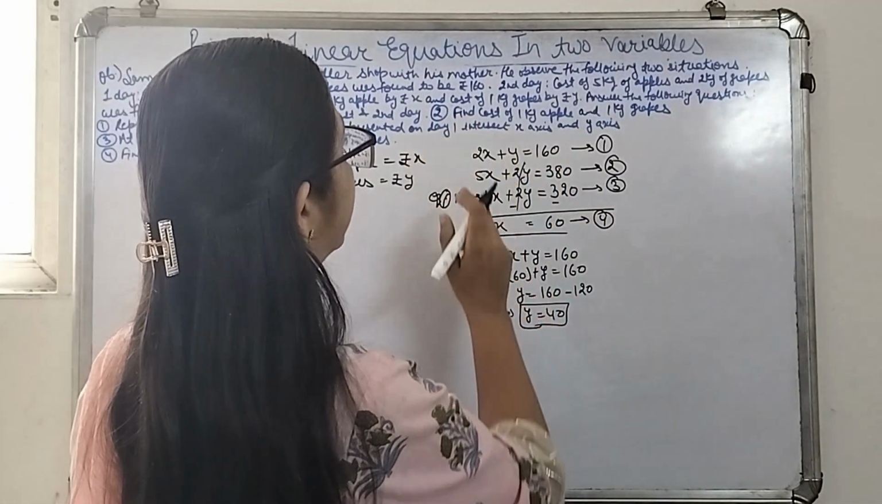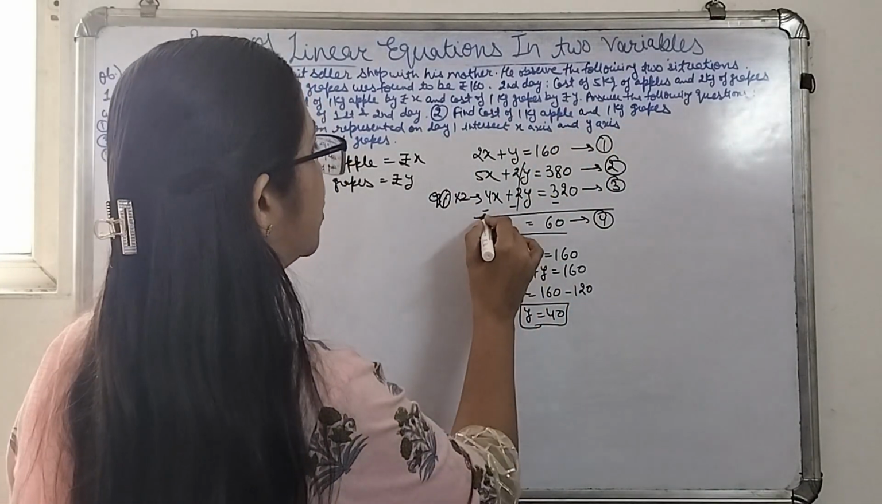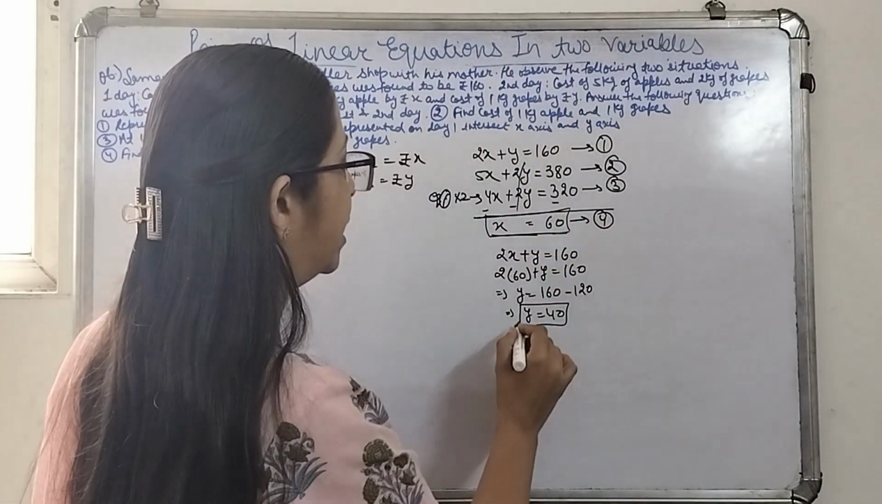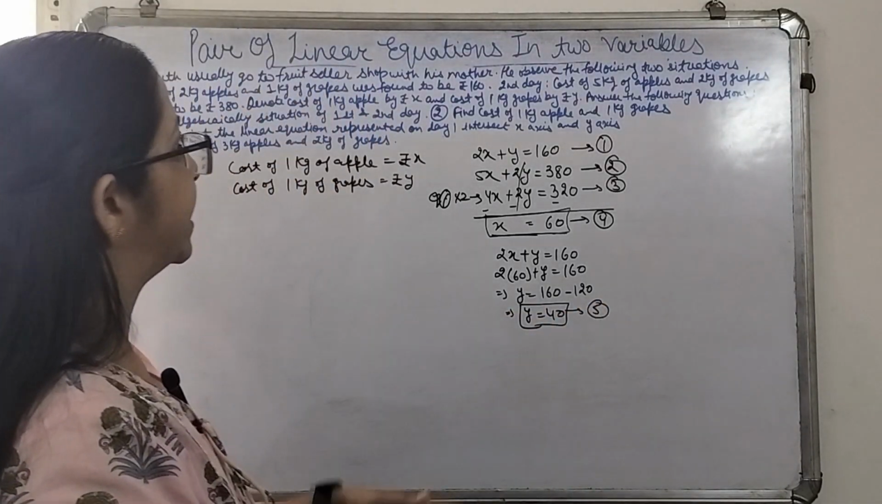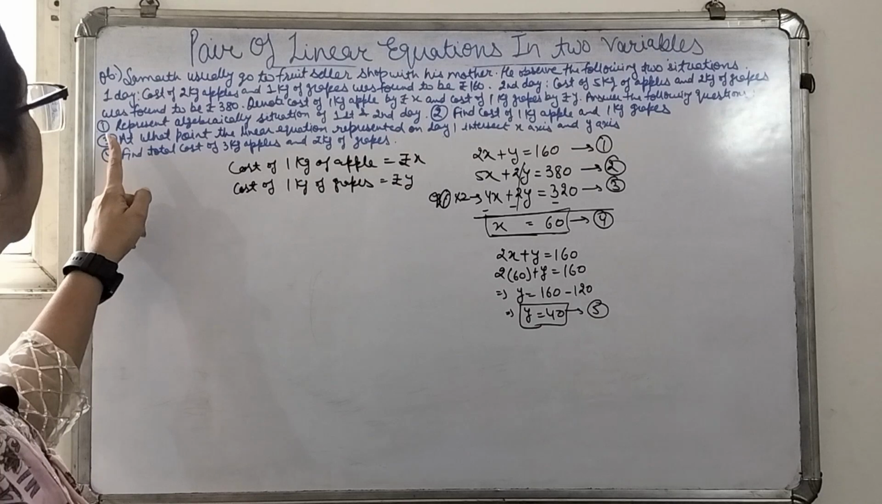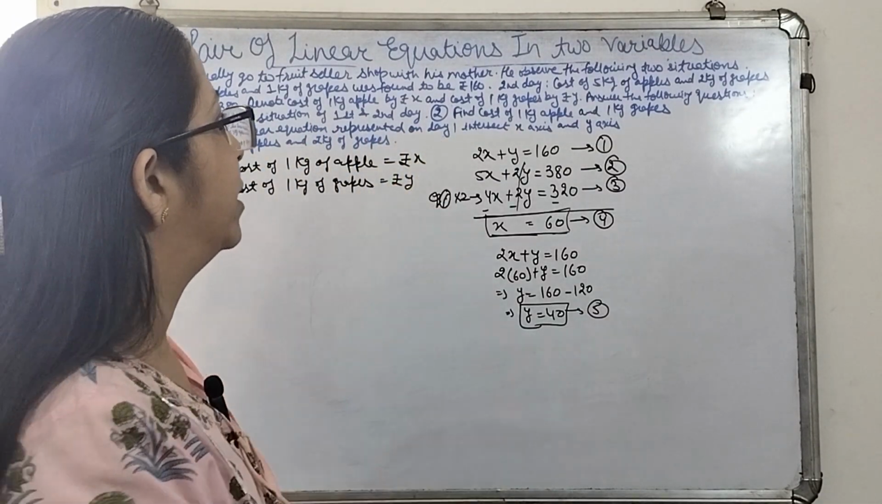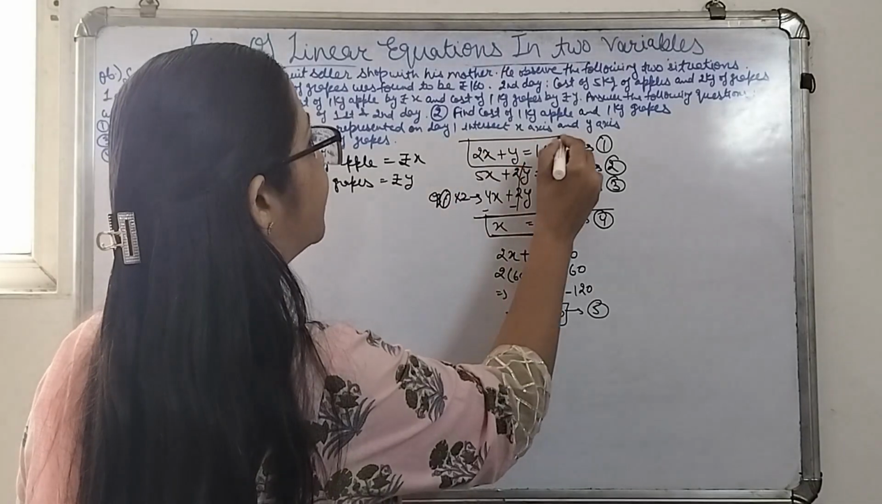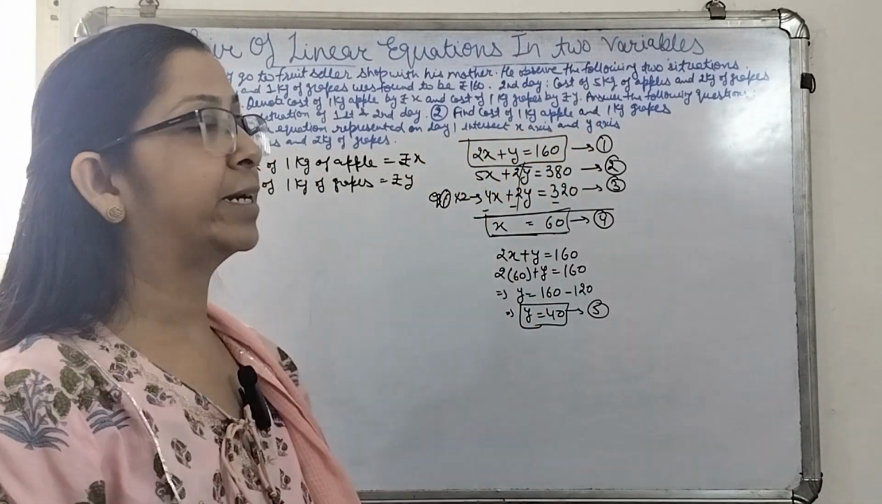So the second part is done: find the cost of 1 kilogram of apple and 1 kilogram of grapes. The cost of 1 kilogram of apple is 60 rupees and the cost of 1 kilogram of grapes is 40 rupees. Second part we have done. Now the third point: at what point does the linear equation represented on day 1 intersect the x-axis and y-axis? Day 1, this is a linear equation.